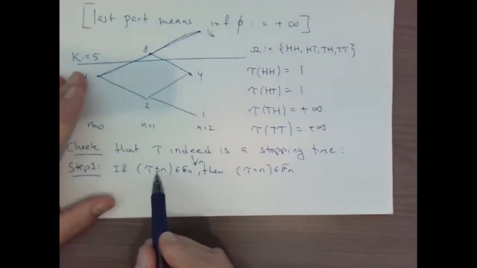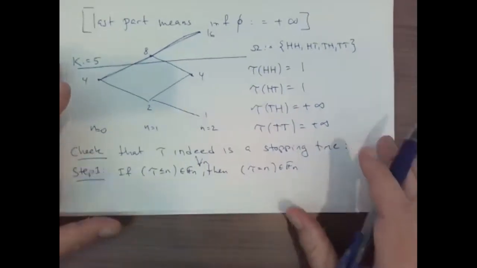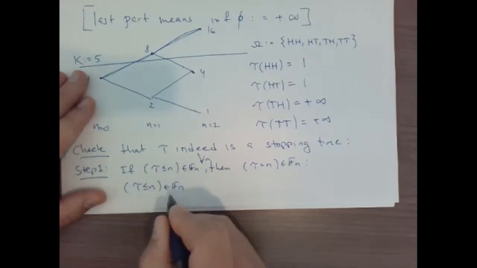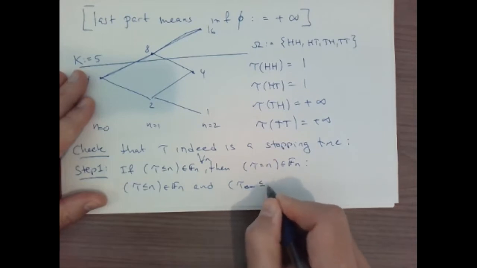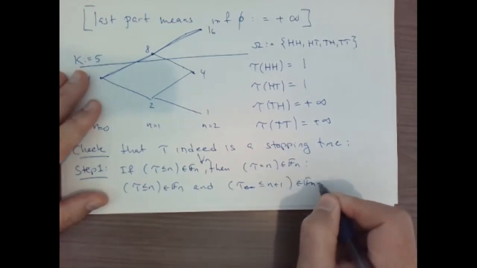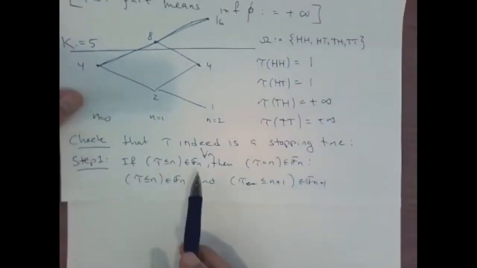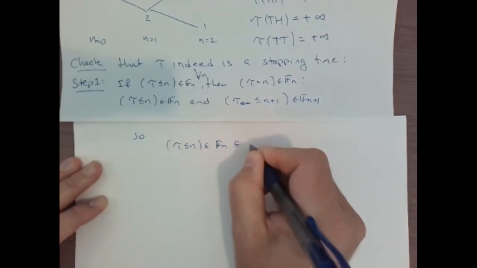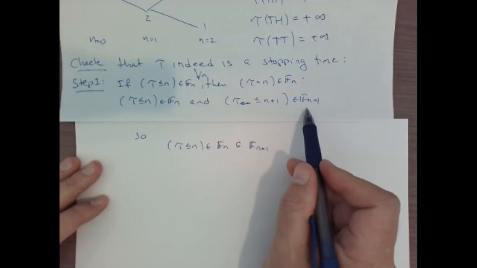So this is what I'm saying here. If I can test that tau less than or equal to n is in Fn for all n, then I also get this part. And the way to do that is by saying, well, tau less than or equal to n belongs to Fn, and tau less than or equal to n plus 1 is then going to belong to Fn plus 1. I have this property, so I'll have both of these sets belonging to Fn plus 1.